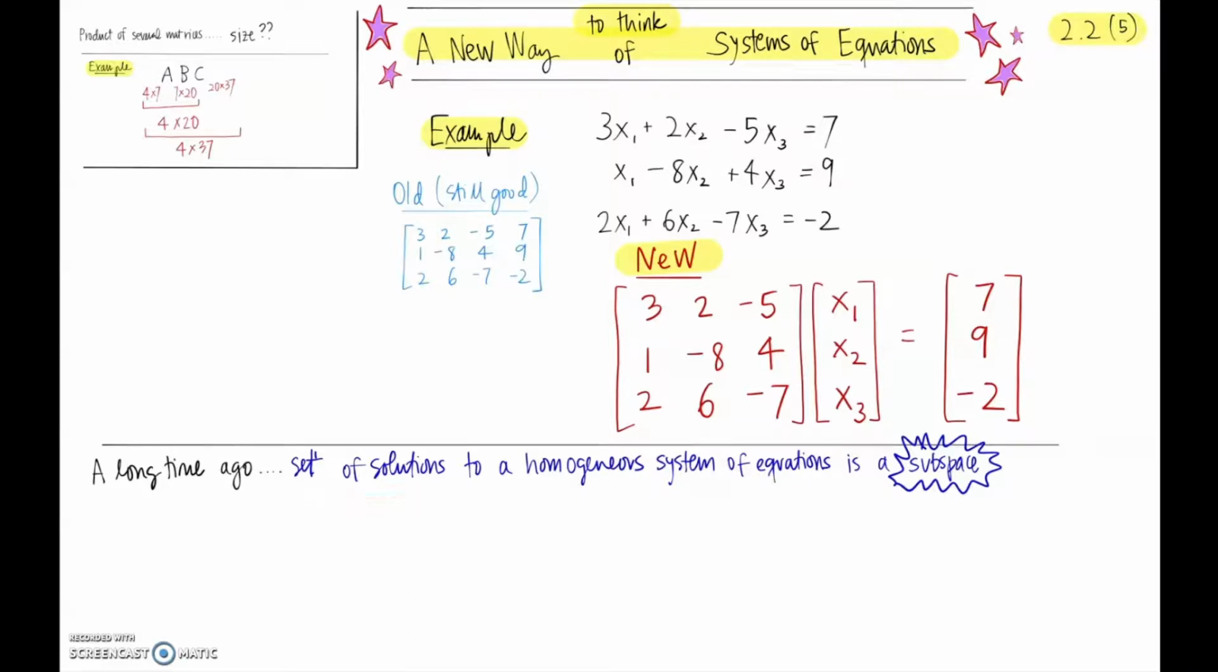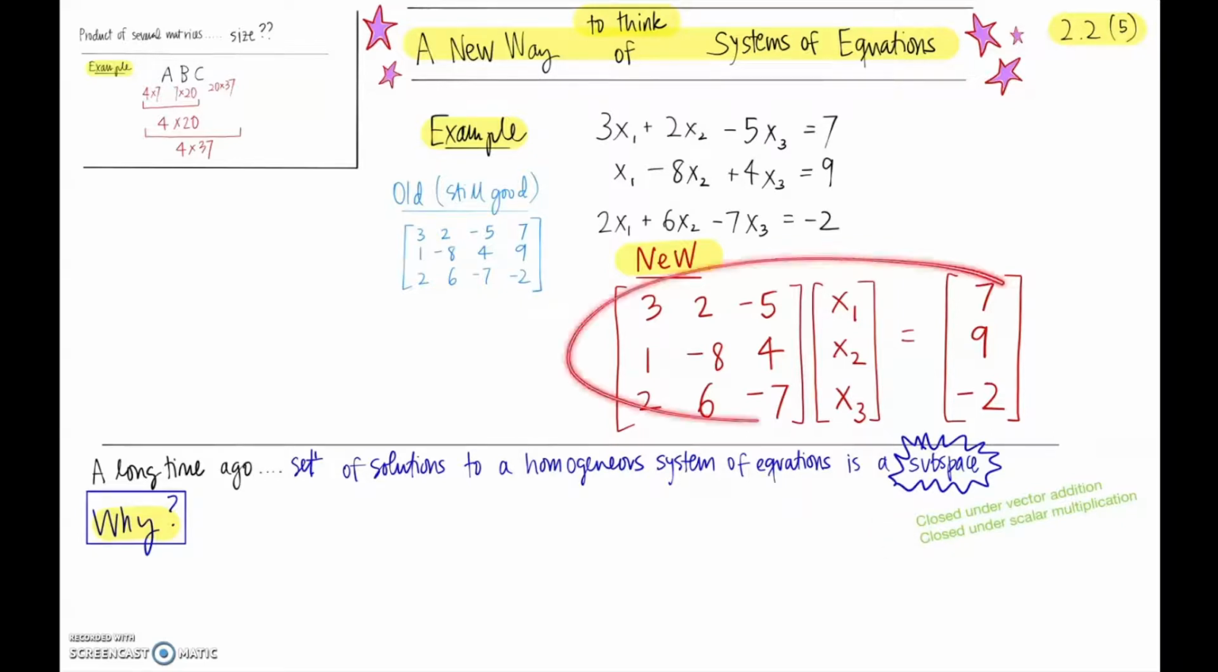The set of solutions, remember, a homogeneous system is the system of equations where all those constant terms on the other side of the equal sign are 0. They're always subspaces, and for the first time we can kind of show why that's true. To show something's a subspace, we've got to show that it's closed under vector addition and closed under scalar multiplication.